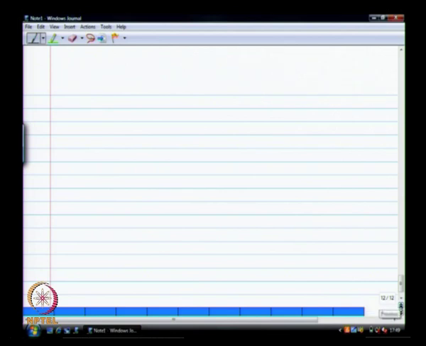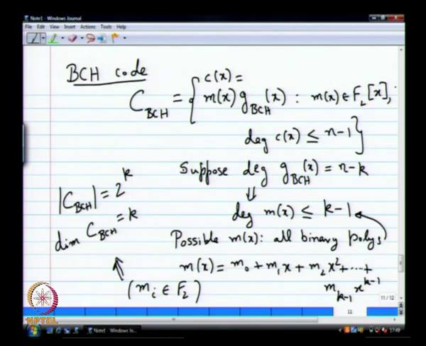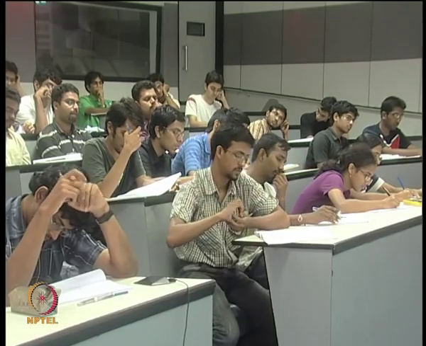The answer is hidden in this result. What should you do? Given n and d, how will you find k? Yeah, the first step is to find g_BCH(x). Once you find g_BCH(x), what will you look for? The degree of g_BCH(x), and that is simply n minus k. You simply do n minus that, you will get k.